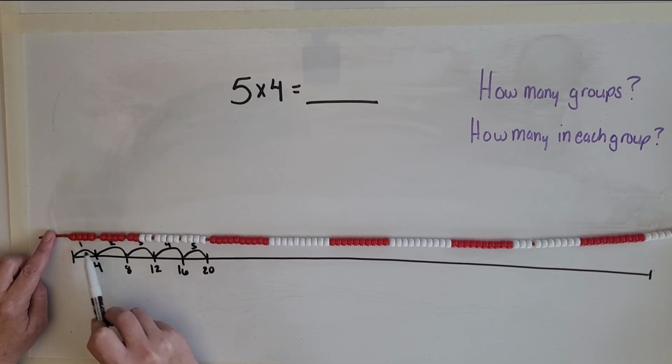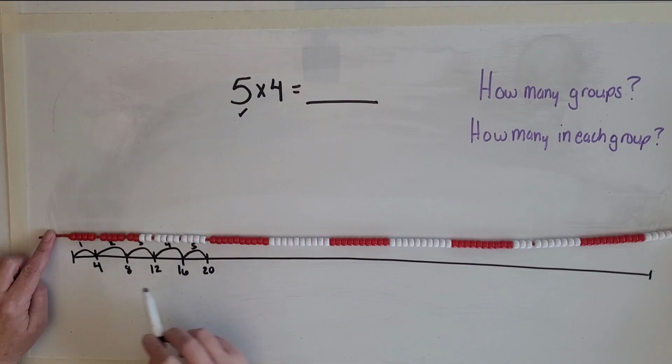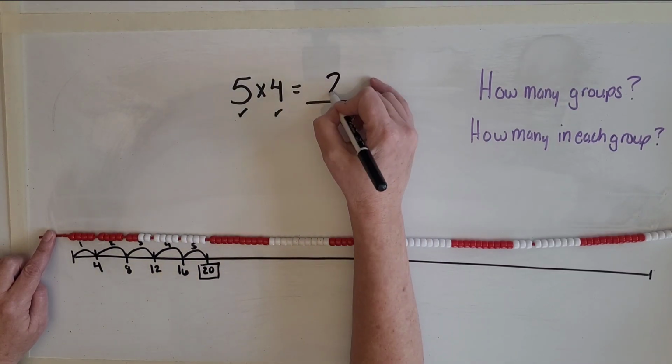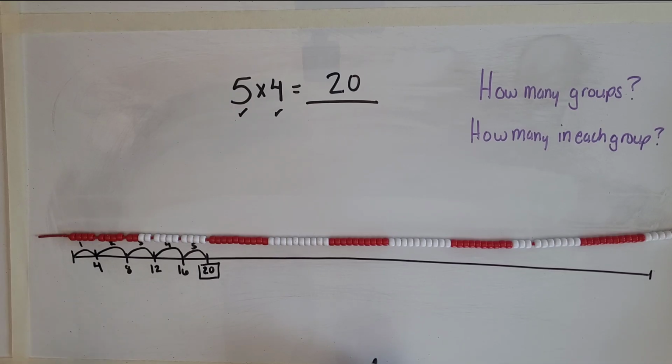So I have 1, 2, 3, 4, 5. Check, I have that. And do I have 4 in each group? 4, 4, 4, 4, 4. Check. So what is my answer of 5 times 4? My answer is 20. And that's one way to approach multiplication using repeated addition or skip counting on a number line.